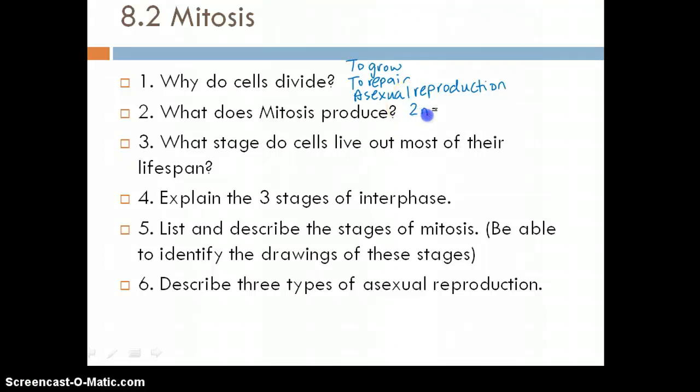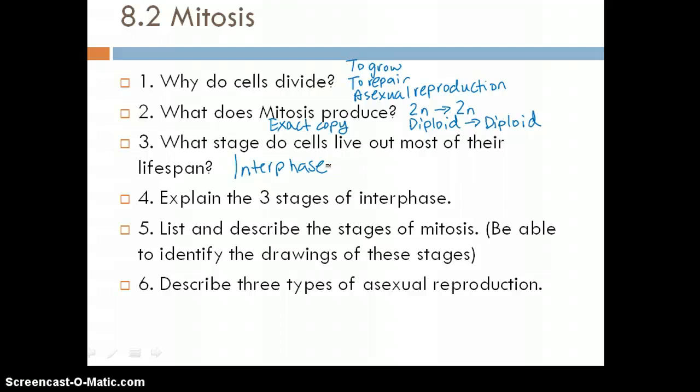What does mitosis produce? An example that we had in class was 2N to 2N, so it's diploid to diploid. Or you might also say an exact copy. Okay, what stage do cells live out most of their lifespan? That stage is going to be interphase. They generally just live in interphase where they carry out normal cell functions. They don't have to go into mitosis until the cell needs more of that particular cell.